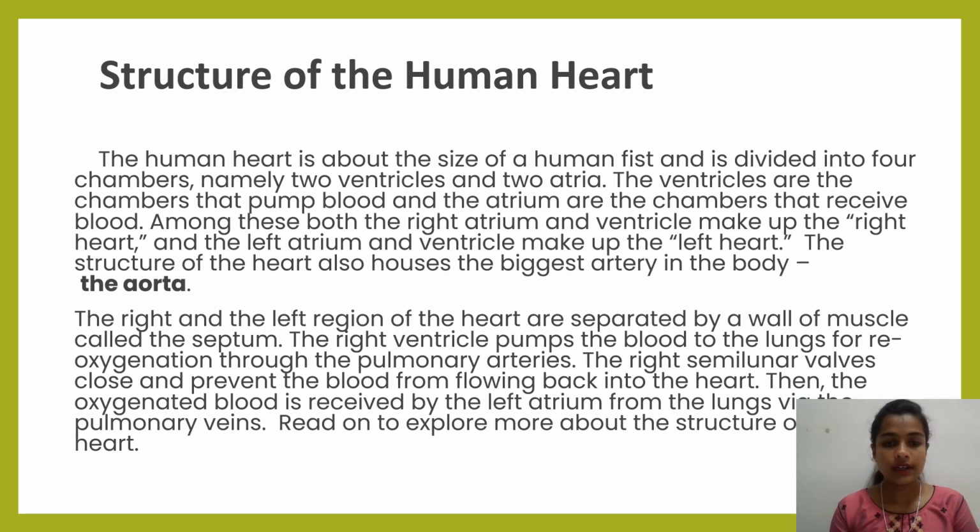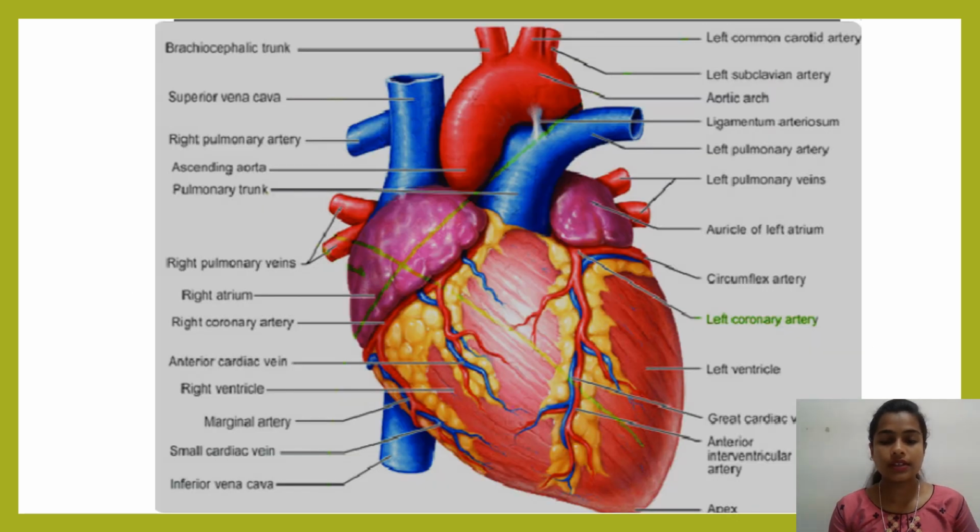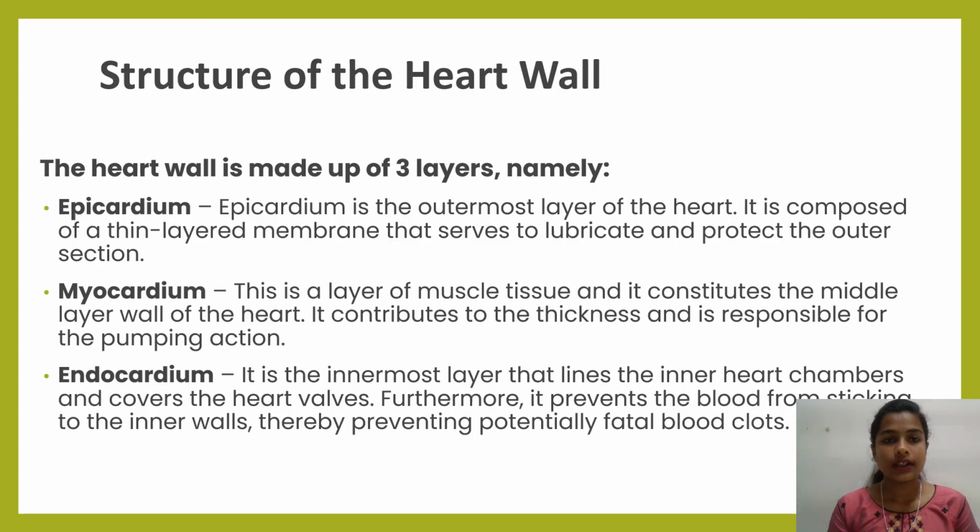The right and the left regions of the heart are separated by a wall of muscle called the septum. The right ventricle pumps the blood to the lungs for reoxygenation through the pulmonary arteries. The right semilunar valves close and prevent the blood from flowing back to the heart. This is the structure of the heart.